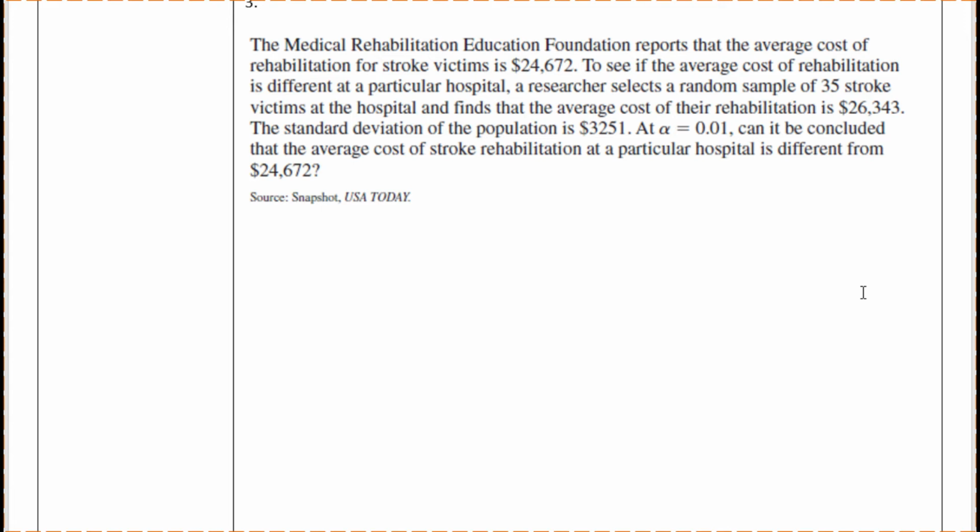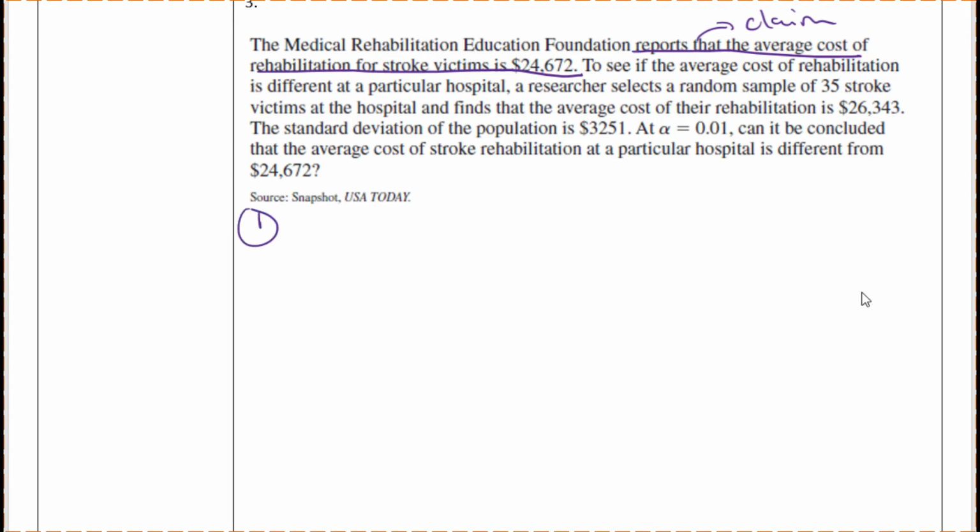So in this case, it looks like they're saying it reports. So if they report that that's the average cost, we're going to take that as our claim. So they claim that the average cost is $24,672. So I will call that my claim.